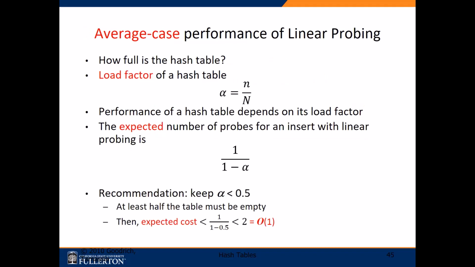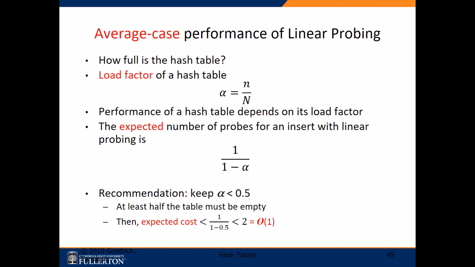While the worst case complexity is bad, the typical performance may not be that bad. It depends on how full the hash table is. How full a hash table is can be quantified by a number called the load factor, which is represented here by the symbol alpha. It is the number of items in the hash table, small n, divided by the total capacity of the array given by capital N. So alpha is a number that varies from 0 to 1. 0 means that the hash table is empty. 1 means that the hash table is full.